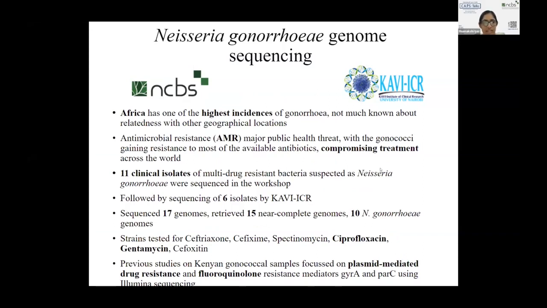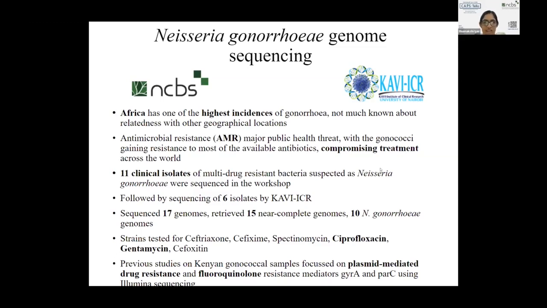So we had collected some samples in India for the dengue sequencing, and then we thought we would collaborate with KAVI-ICR, which is at the University of Nairobi, for dengue sequencing in Africa, because dengue is also a problem in Africa. And at that time, at the University of Nairobi, there were not enough samples for dengue. So we thought we'll start the sequencing process with some samples that they had, which was Neisseria gonorrhoeae.